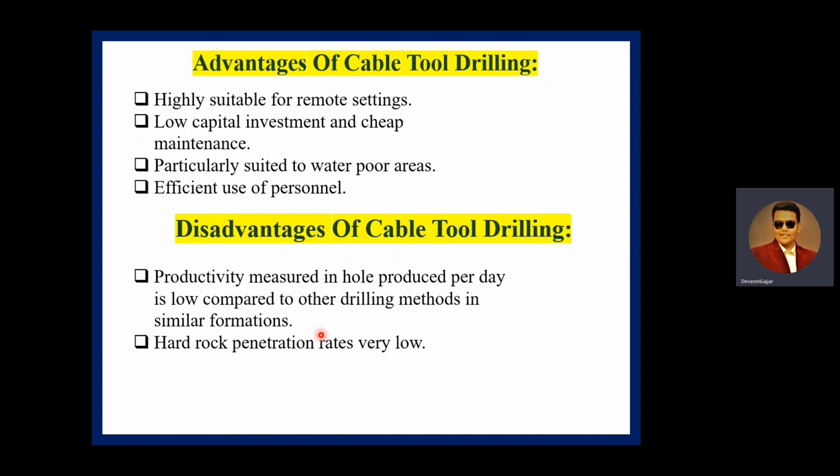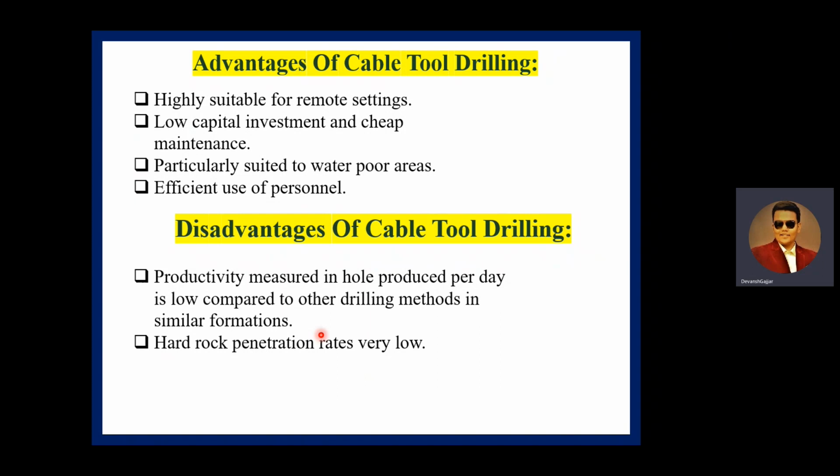Cable rigs are often operated by a single person. The disadvantages of cable tool drilling: the productivity, measured in hole produced per day, is low compared to other drilling methods in a similar formation. Means as compared to conventional drilling methods, the amount of footage we drill is very little compared to rotary drilling or top drive drilling in the same type of formation.